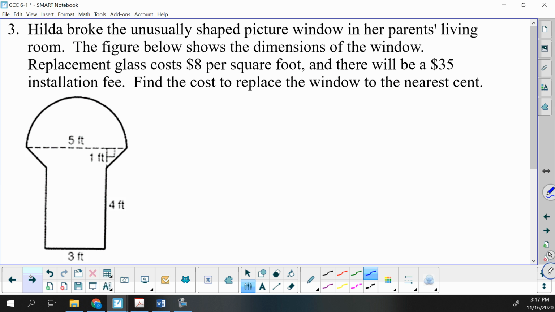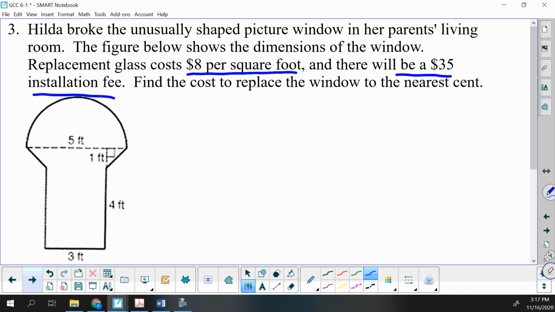Okay, last one for this video. Hilda broke the unusually shaped picture window in her parents' living room. The figure shows the dimensions of the window. Replacement glass costs $8 per square foot, and there will be a $35 installation fee. Find the cost to replace the window to the nearest cent.